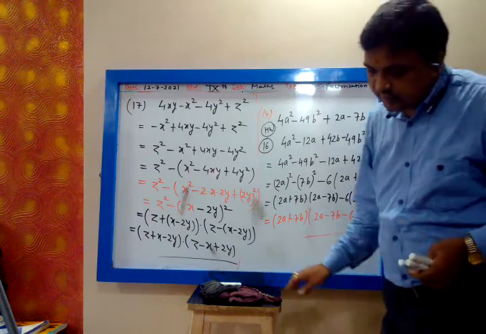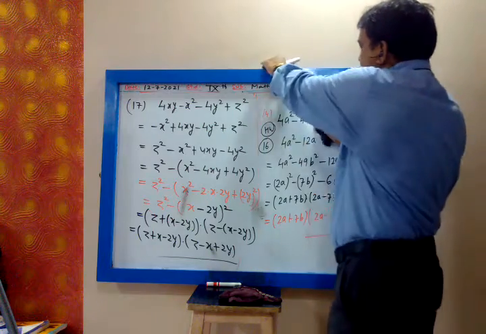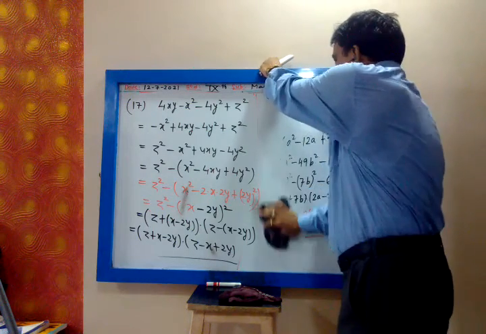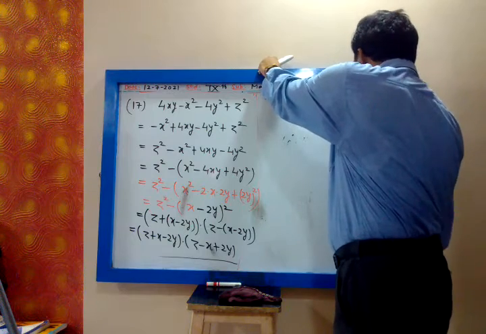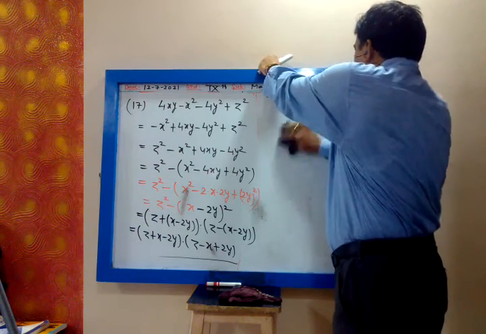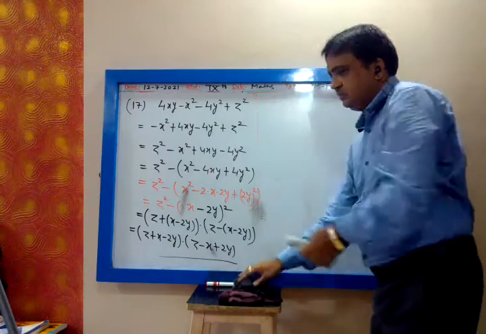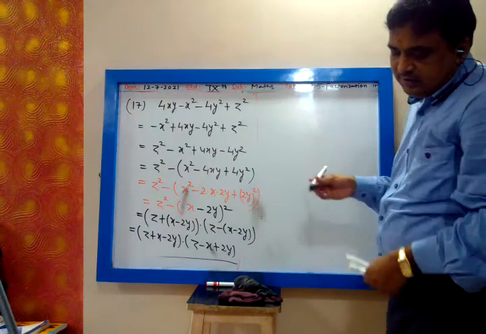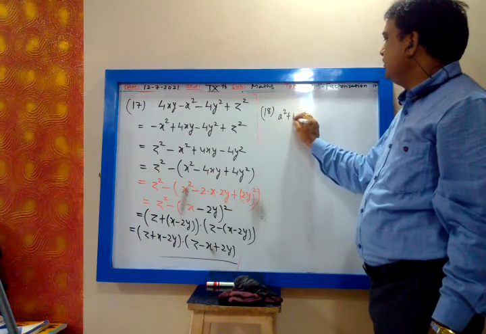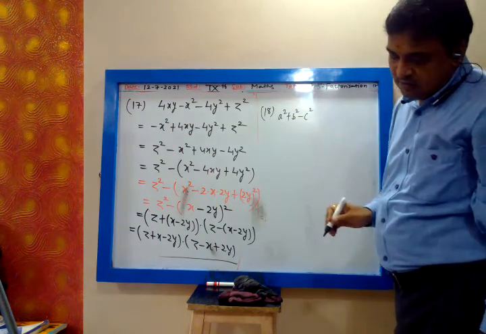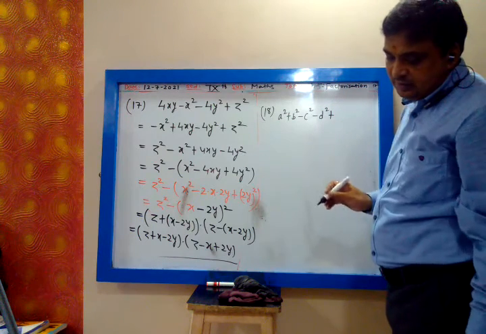Then 18: a square plus b square minus c square, minus d square, plus 2ab, minus 2cd.